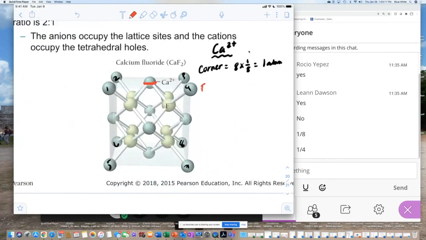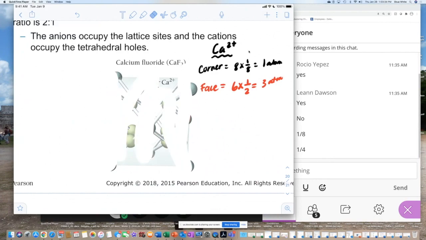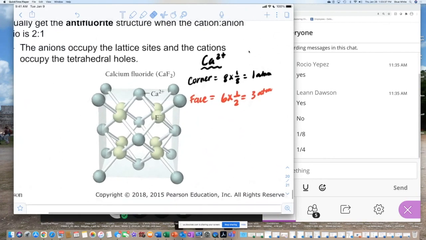a face piece, right? Face. So I'll call that 1, 2, 3, 4, 5, 6. 6 times, each face piece is 1/2, right? 3 atoms or 3 ions. Okay, let me see. I did all the teal/gray/slate color, whatever that color is, the grayish. Then now we're doing the yellows. The yellows are F-.